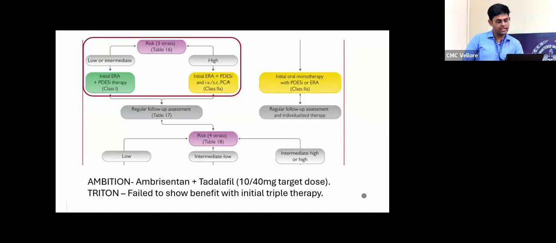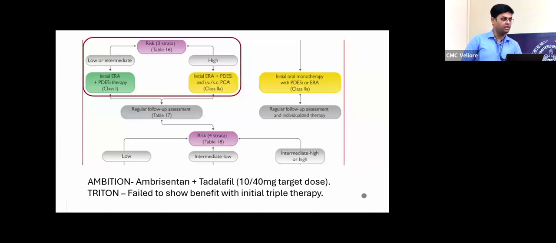Initial therapy with 3 drugs is a class 2A recommendation, and the level of evidence is very low. So it is always advisable to be cautious. The TRITON study failed to show benefit with initial triple therapy, so it was downgraded to class 2A. Initially, there was enthusiasm to start with triple therapy, but subsequently it became a class 2 recommendation. Level of evidence is C only. So the class 1 recommendation is to start ambrisentan and tadalafil together at 5 and 20 milligram doses, and later up-titrate.